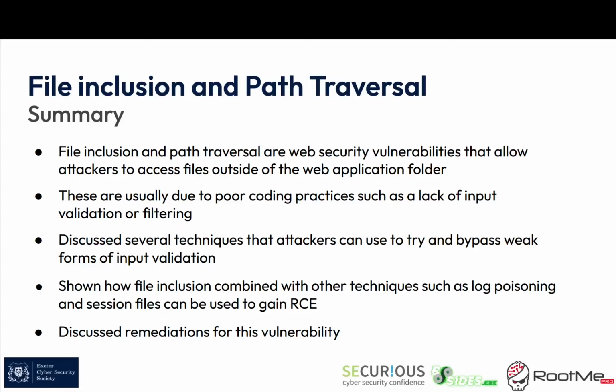Okay, so in summary, we learned about file inclusion and path traversal vulnerabilities. They allow attackers to access files outside of the web application folder. And the vulnerabilities happen due to poor coding practices, like a lack of input validation and filtering. We discussed several techniques that attackers can use to try and bypass those weak forms of input validation. We've also shown how file inclusion can be combined with other techniques, such as log poisoning and session files, to gain remote command execution. And we also discussed some of the remediations that you can do.